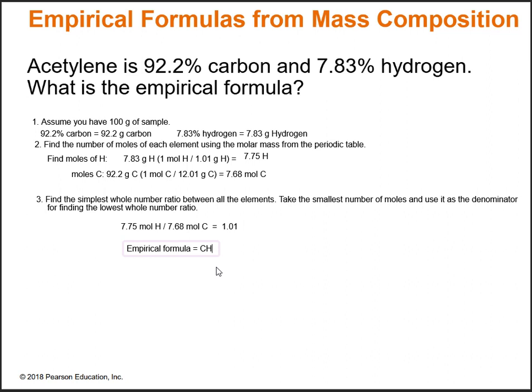We don't know how many carbons and how many hydrogens there are in acetylene, but we know that the simplest ratio between carbon and hydrogen is 1 to 1. So once you get that ratio, let me get my pointer. Once you get this number here, then you have to apply it to the elements that we're just working with. And this is saying that we have 1 mole of hydrogen for every 1 mole of carbon. When you write that as a chemical formula, it's simply CH.